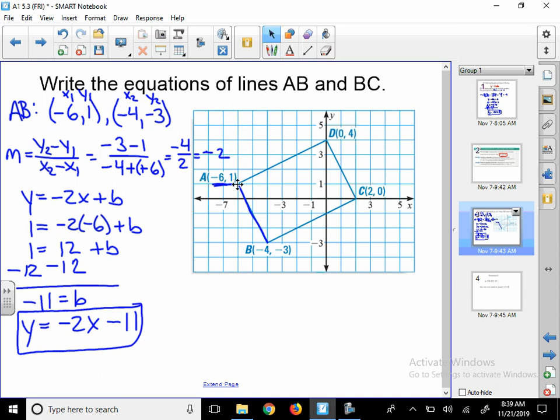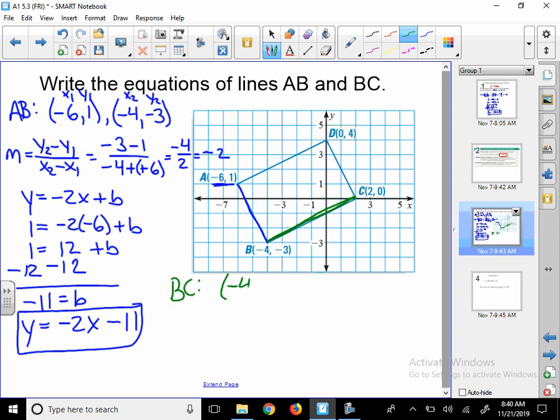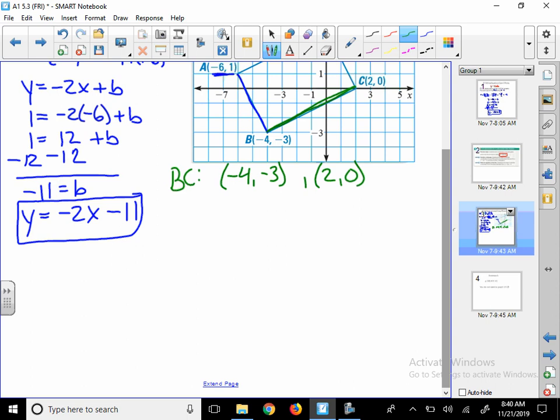And there's the equation for line AB. Okay, just a side note, you want to see x and y in your equations. Don't plug in your point there. Leave those, they're placeholders, we will use those. So there's line AB. For line BC, if I could trace a little better, that'd work a little nicer. We're going to use the points -4, -3, and 2, 0. Again, start by finding my slope.